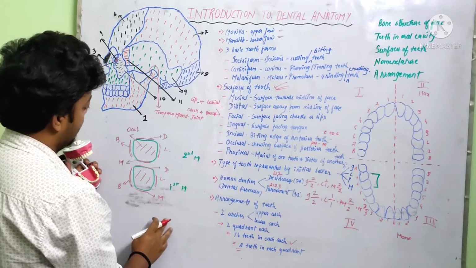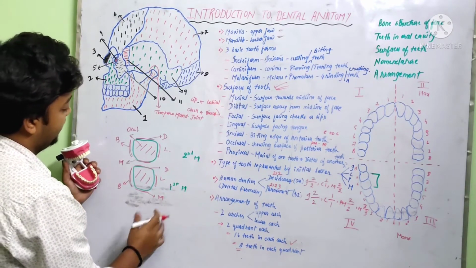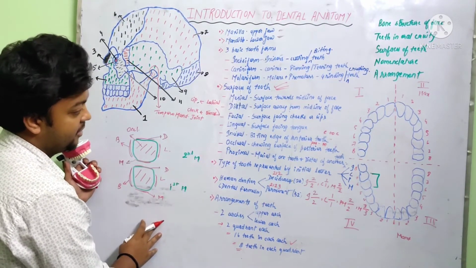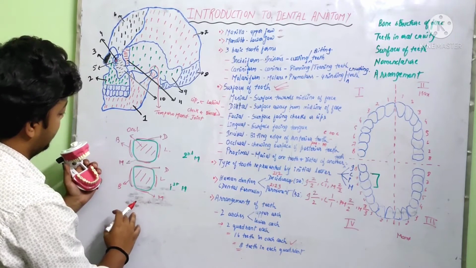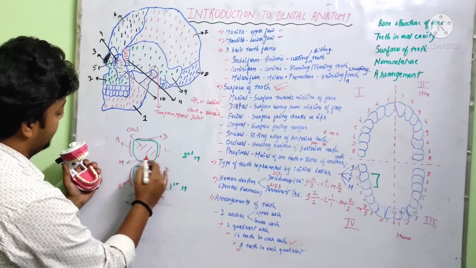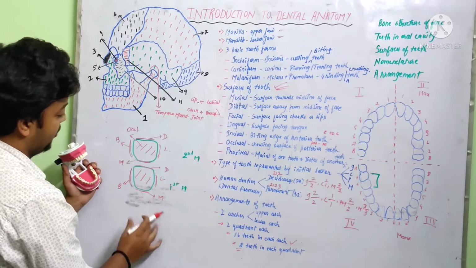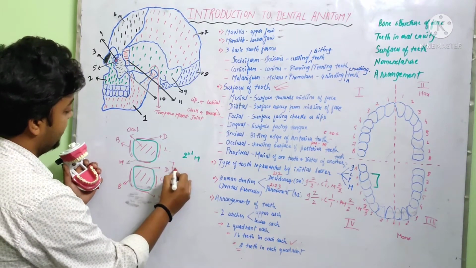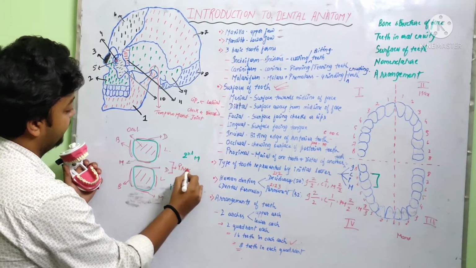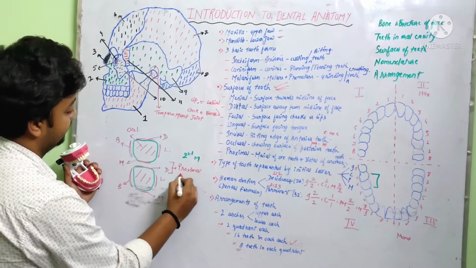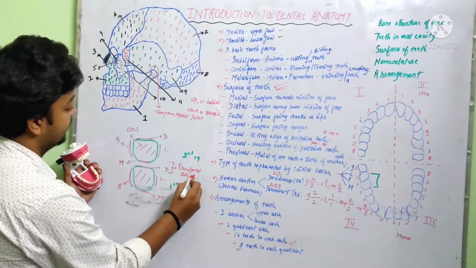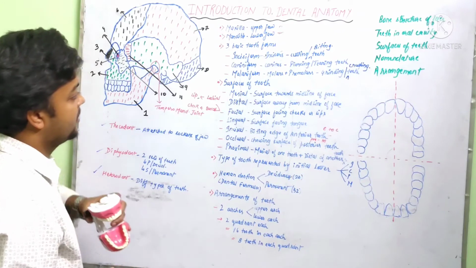Okay, and the proximal, guys, you know, I said that it is the mesial of one tooth and the distal of another tooth. In this case, I can say that this is the mesial of the second molar and this is the distal of the first molar. So this together is called the proximal surface. So that's all about the surface of the tooth.